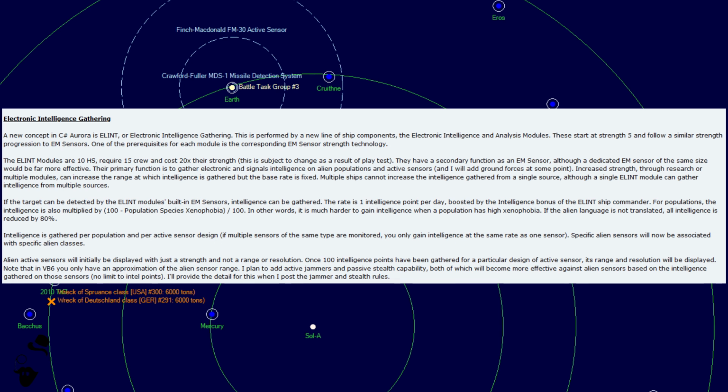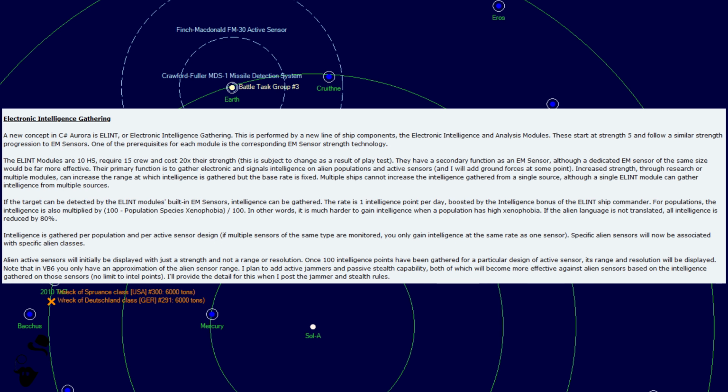Specific alien sensors will now be associated with specific alien classes. Alien active sensors will initially be displayed with just a strength and not a range or resolution. Once 100 intelligence points have been gathered for a particular design of active sensor, its range and resolution will be displayed. I'm honestly not entirely sure how you're supposed to figure out what resolution an alien sensor is. Maybe it's something to do with the gravity waves or something. I don't know. Note that in VB6, you only have an approximation of the alien sensor range.